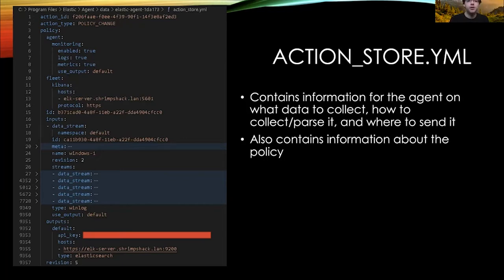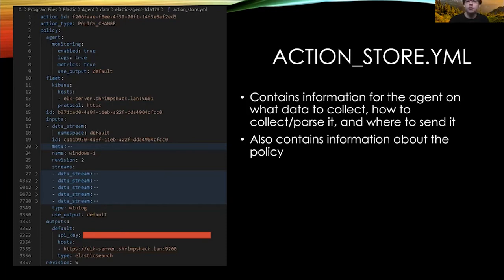Then as a part of this policy configuration, it does know where Fleet is, although it doesn't have the authentication information directly in this file. And it also has the outputs. And here we're outputting to Elasticsearch, and we have the API key stored in the action_stored.yaml file.